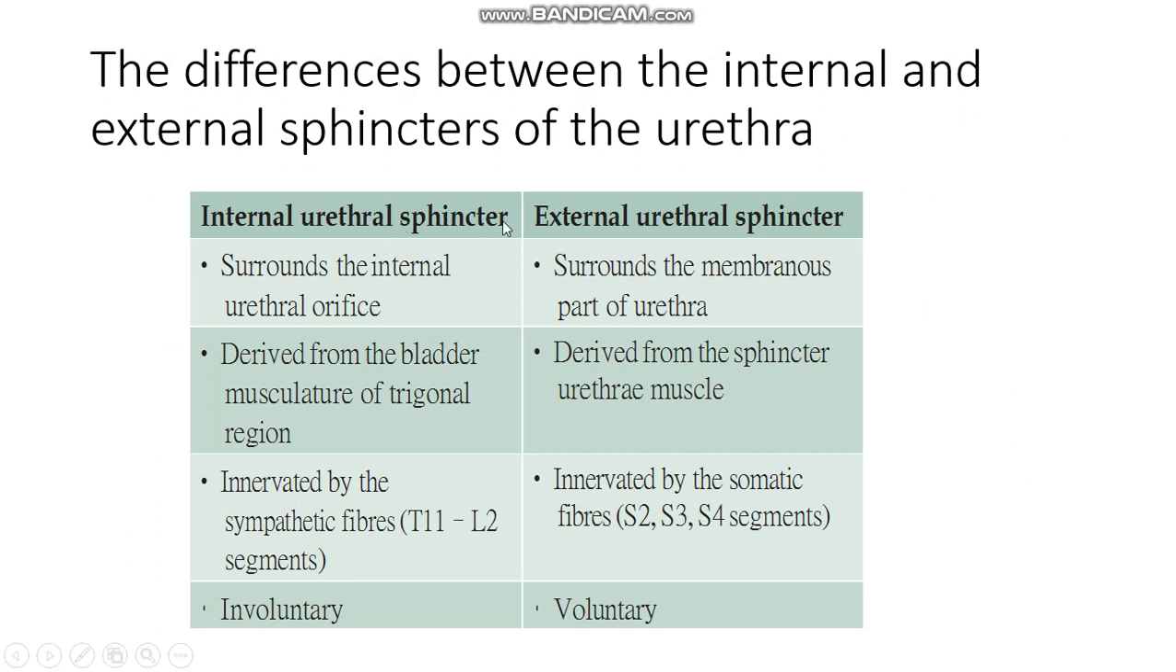Then what are the differences between the internal and external sphincters of the urethra? The internal urethral sphincter surrounds the internal urethral orifice. The external urethral sphincter surrounds the membranous part of the urethra. The internal urethral sphincter is derived from the bladder musculature of the trigonal region.